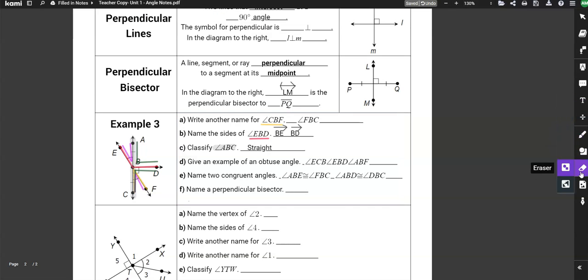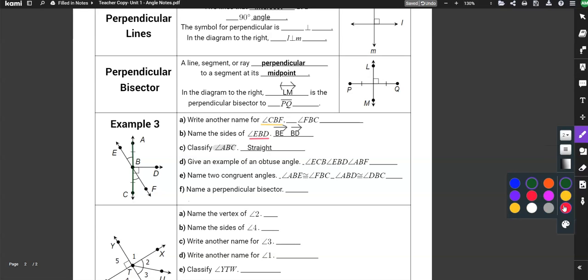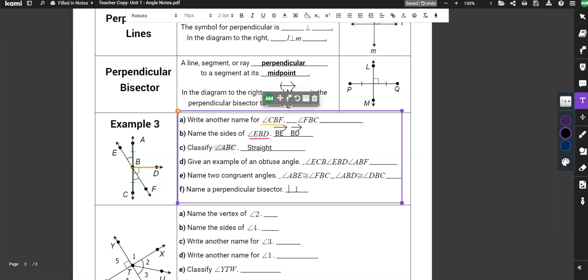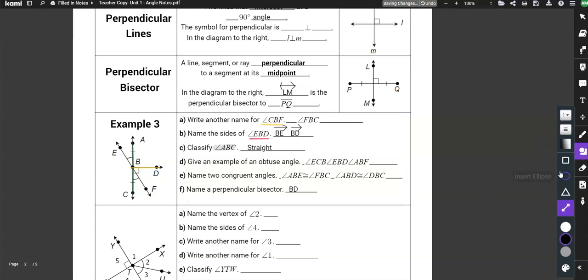And then the only perpendicular bisector we have in this image is going to be DB. We can see that AB is congruent to BC. They have the identical tick marks. So then that means BD, which is perpendicular to AC, is going to be the perpendicular bisector. So it is going to be BD. And remember, that is a ray. So we need to draw the arrow on top.